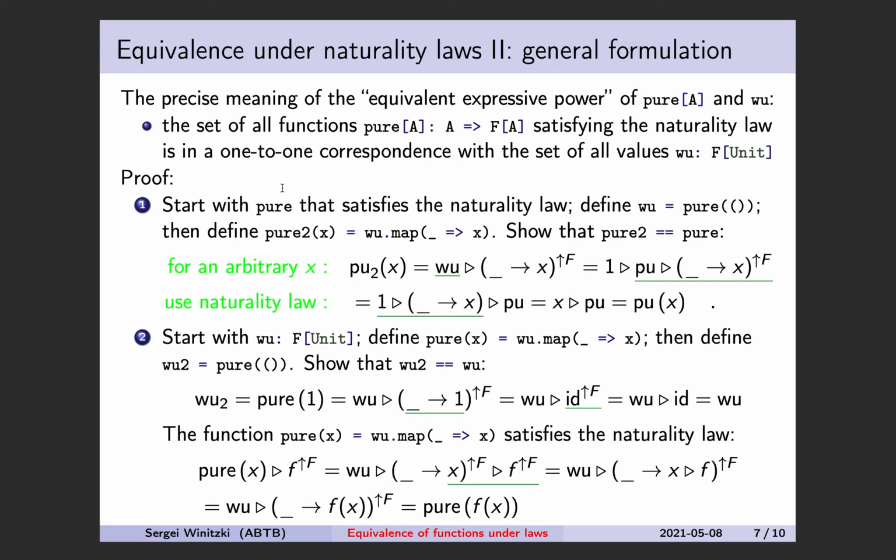And the second thing you have to show is the opposite direction of the one-to-one correspondence. That you start with some wrapped unit value, define a pure out of it through this code, then you define a different wrapped unit value from that pure, and you show that you get back the first one, the one you started with. And this is a derivation. Now, in this derivation, you have to use a property that the identity function under map, lifted to a functor, is again the identity function. So that is a law of the map function. So you have to use that law, and then you get the result.